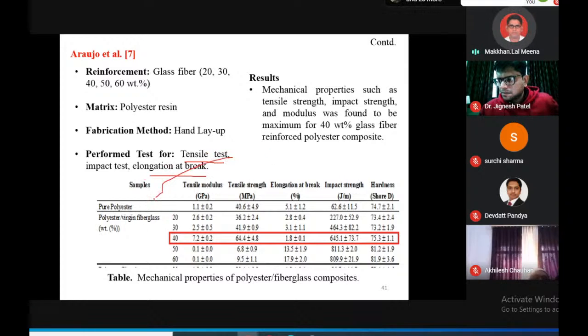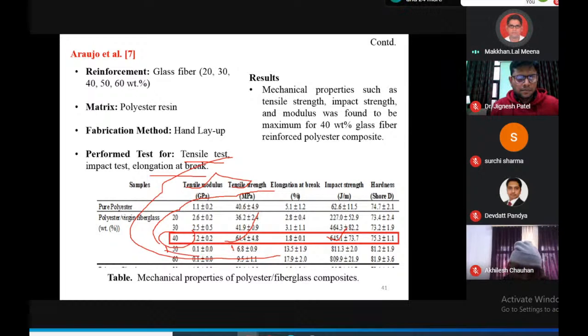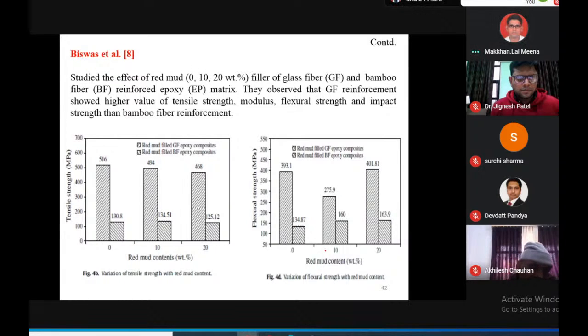So we can see in this table the mechanical properties such as tensile strength and impact strength. These were found to be maximum for 40% weightage of glass fiber reinforced polymer. So higher tensile strength as well as higher impact strength on 40% glass fiber reinforced polyester composite. When the percentage is increased to 50, we can see the tensile strength reduces as well as the results differ. So better results for both impact and tensile strength at 40%.